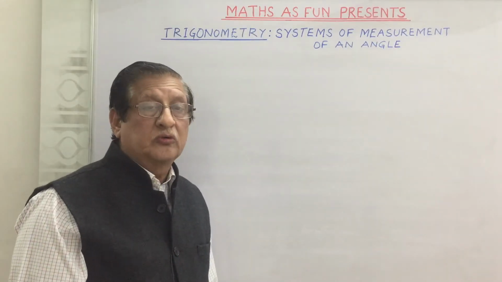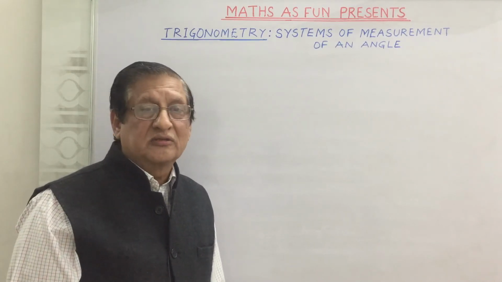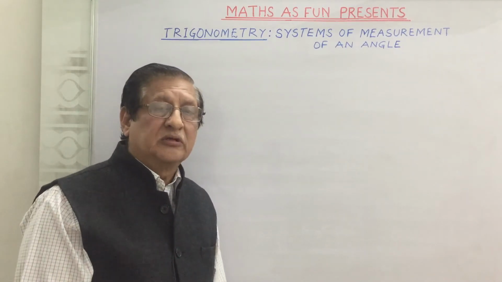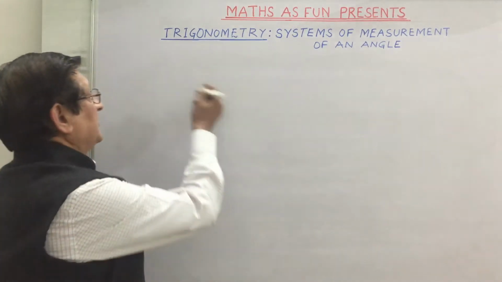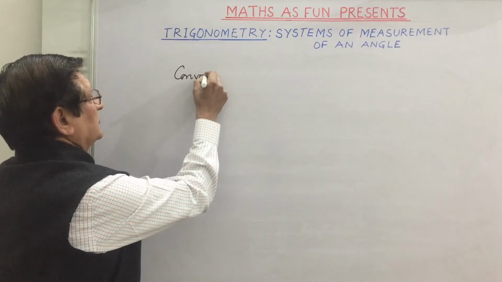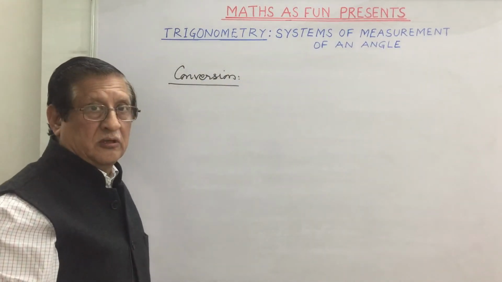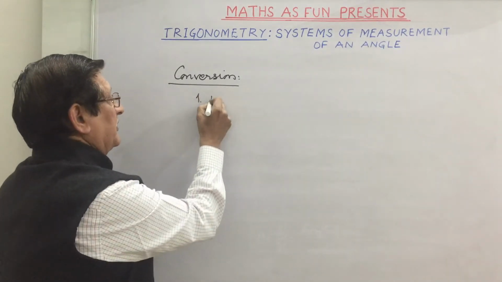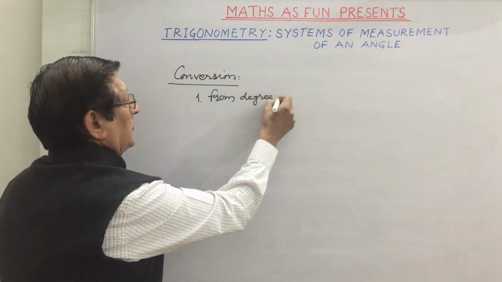Let's learn now how to convert an angle in degrees into the radian system, and if it is given in radians, how to convert it into the degree system. We will take some examples. This is conversion of angle. Number one, we take from degree to radian.